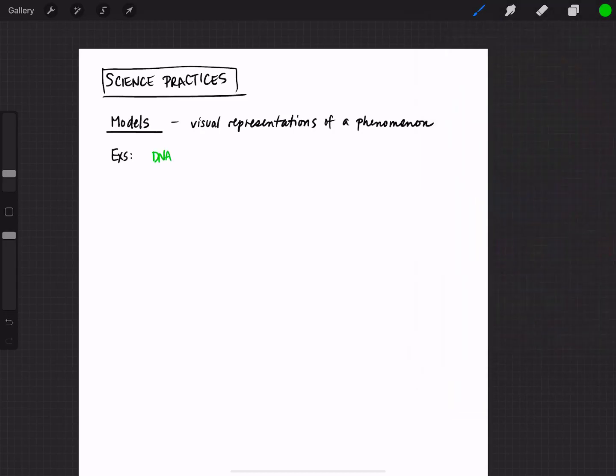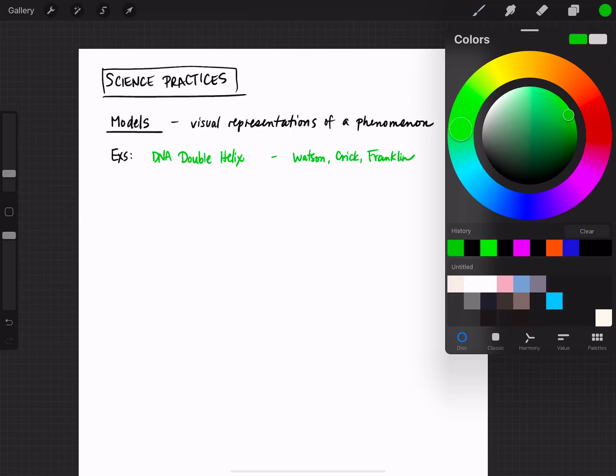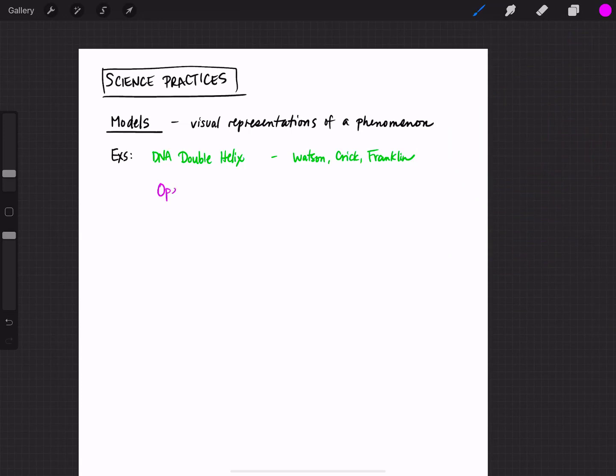Probably the most famous model that we've covered is that of the DNA double helix. Remember, in 1953, Watson and Crick were awarded the Nobel Prize. Rosalind Franklin's X-ray crystallography really helped them in figuring out the final double helical structure. So I'm adding her as well. Even though they weren't able to actually observe DNA, they came up with a model that matched the molecular structure.